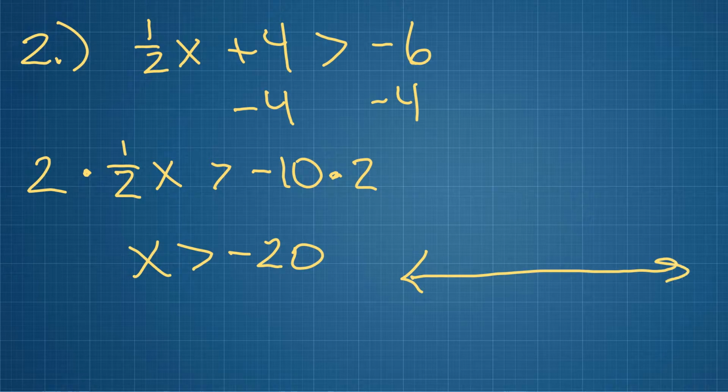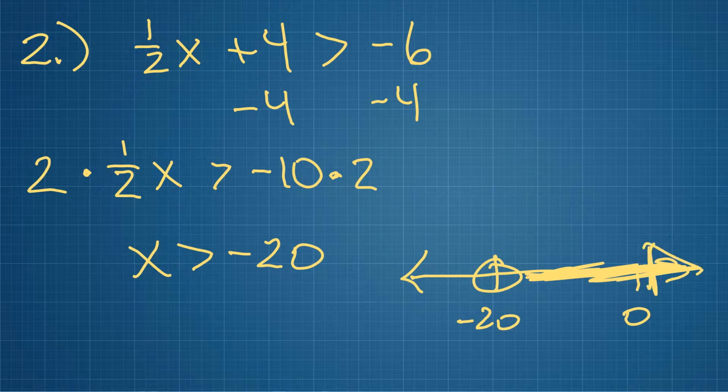Make my number line. I'm going to put negative 20 on my number line. I'll put 0 on there as well. It's an open circle because there is no bar. I'm going to shade to the right. And there we go. It's greater than negative 20. If you really want to quickly check it, you can just plug in 0. And 0 makes a true statement, so I know it works.